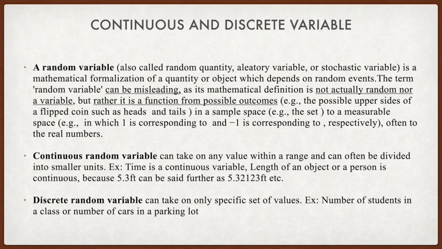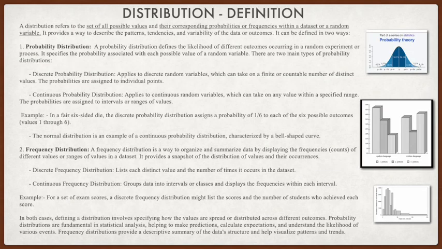Distribution definition. So probability distribution, a distribution refers to a set of all possible values and their corresponding probabilities or frequencies within a data set or a random variable. It provides a way to describe the patterns, tendencies and the variability of the data or outcomes. It can be defined in two ways.